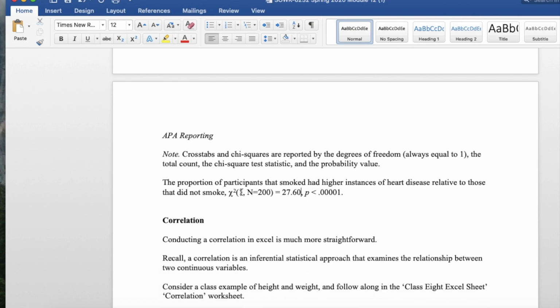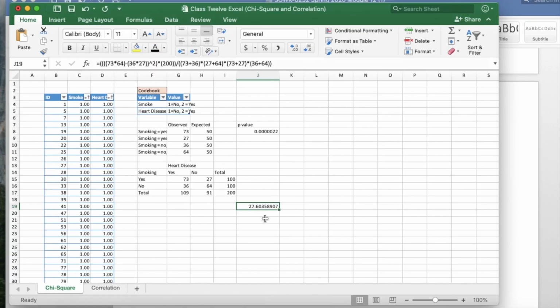Chi-square with 1 degree of freedom with a total count of 200 individuals. We have our test statistic that we found through our advanced chi-square calculation right here, and you can round to the hundredth place. And then we also want to put our p-value. So probability less than 0.00001. Okay, and that is it for crosstabs and chi-squares.